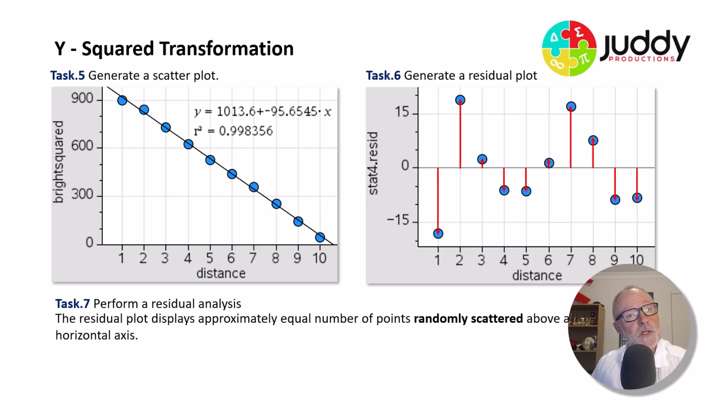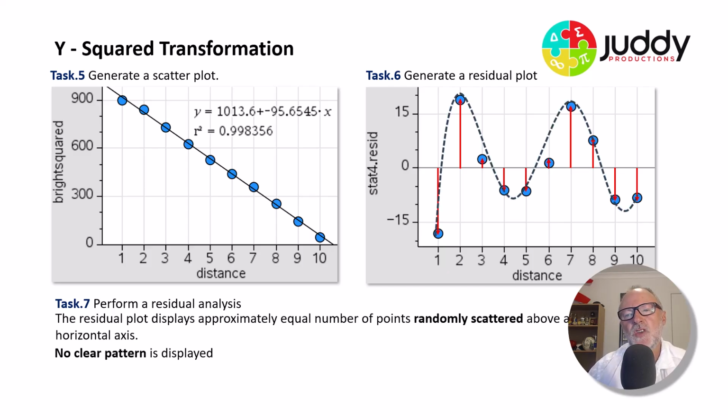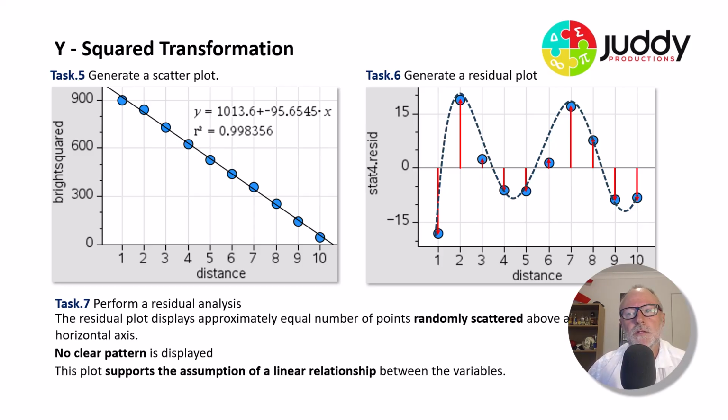So looking at the residual plot, we can see that it displays approximately equal numbers of randomly scattered points both above and below the horizontal axes. There's no clear pattern being displayed, no clear smiley or frowny face. This plot supports the assumption of a linear relationship between the variables. This is the correct transformation for this particular set of data.